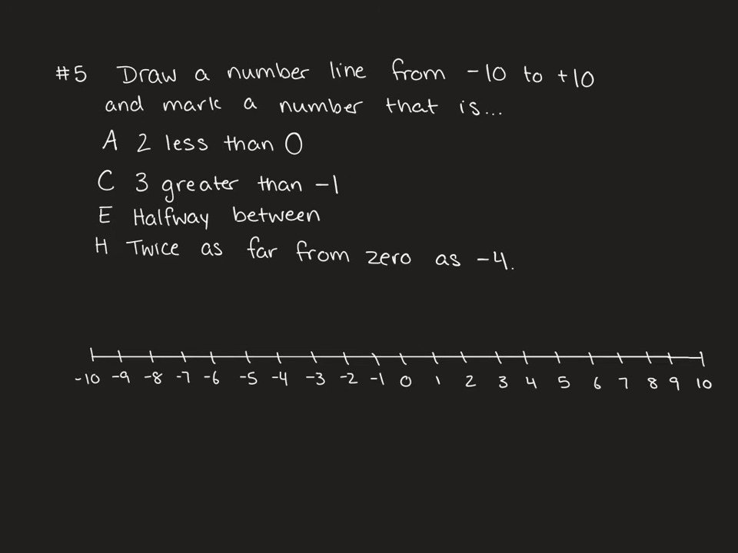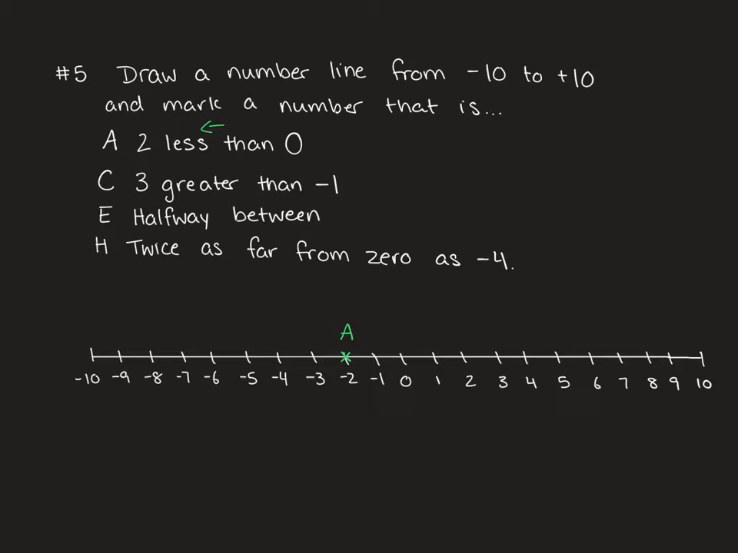Question 5 asks you to draw a number line from negative 10 to positive 10 and mark a number that is, and then they give you several different cases. So I've just chosen a few of them to give you an idea of how each one works. So 2 less than 0. Less than means we're going to move to the left. So 2 less than 0 is negative 2. So I'm going to write above negative 2 the letter that is attached to the description.